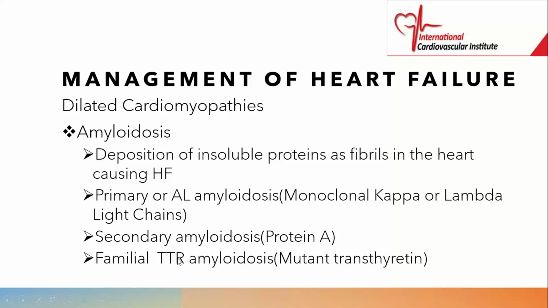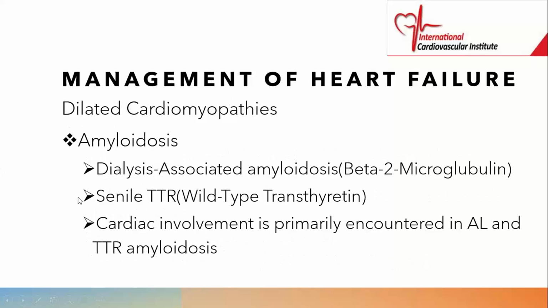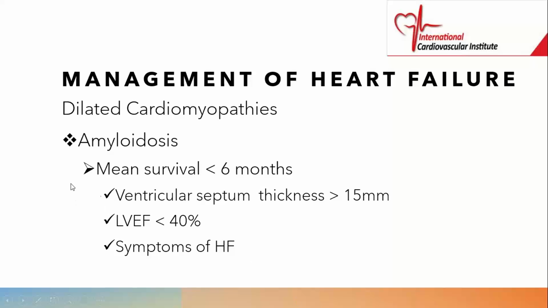You can also have familial transthyretin amyloidosis, dialysis-associated amyloidosis, senile transthyretin which is wild type, and then cardiac involvement is primarily encountered in the AL and the transthyretin amyloidosis. And we recently have therapy for the transthyretin amyloidosis. I think that was approved this year, as a matter of fact. The mean survival with cardiac amyloidosis is less than 6 months.